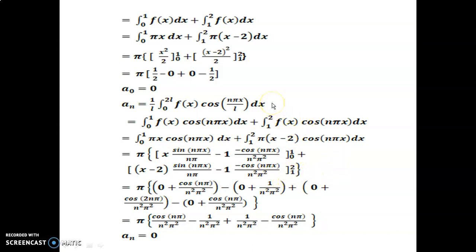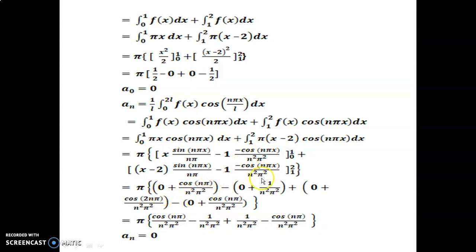So here, first split the limits according to the given range, use the generalized rule, and in the last step substitute the limits. So for the first term, the limits of integration 0 to 1, we put x equal to 1. In the first term, sin is present, so sin n pi is 0, minus minus becomes plus, cos n pi divided by n square pi square.